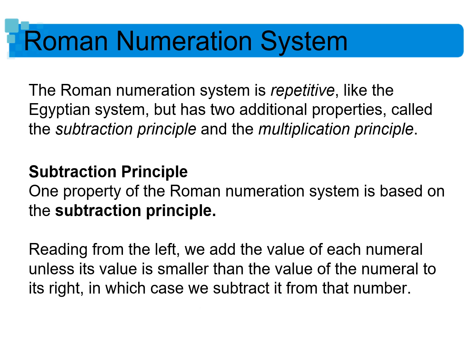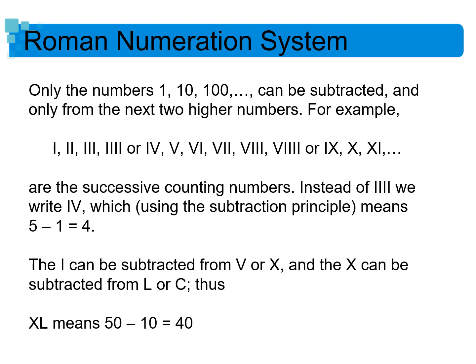Now there are a couple of extra little things to that, and we'll see that on the next slide. So only the numbers 1, 10, 100, 1,000, and so on, are the only numbers that can be subtracted. And this comes into play in a couple of your examples in your homework. They can only be subtracted from the next two higher numbers.